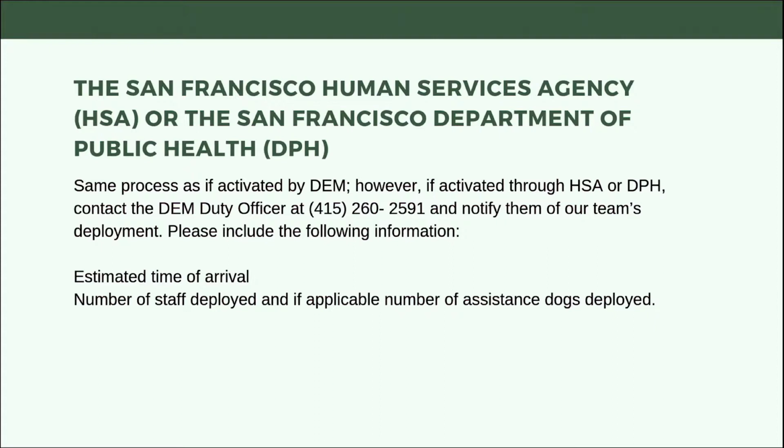The Human Services Agency chooses and sets up the Family Resource Center and the Family Assistance Center, and the Department of Public Health deploys staff to those centers. If activated through the Human Services Agency or the Department of Public Health, contact the DEM duty officer. You will be notifying them of our team's deployment and including the following information: the estimated time of arrival, the number of staff deployed, and if applicable, number of assistance dogs deployed.